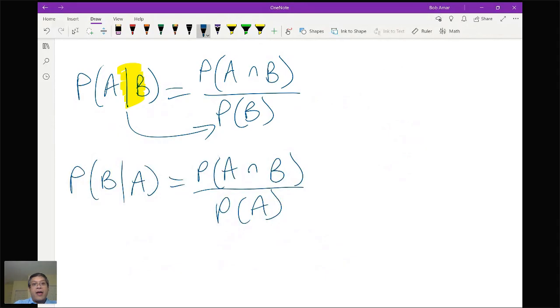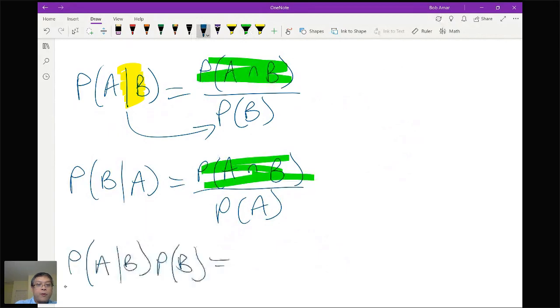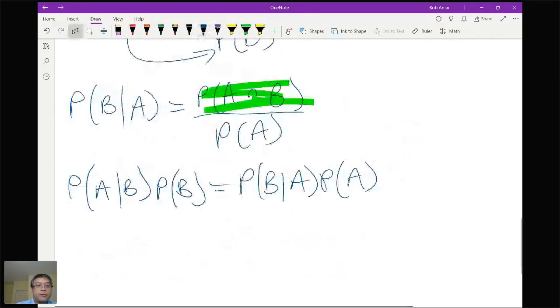Okay, so we've got P of A given B and P of B given A, and you'll notice that both of them involve P of A and B. You can actually write P of A given B times P of B equals P of B given A times P of A. And then you can rearrange this to form Bayes' theorem.